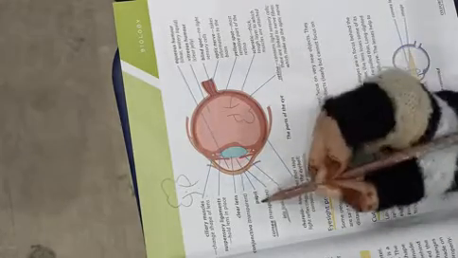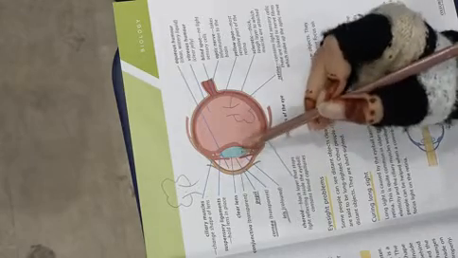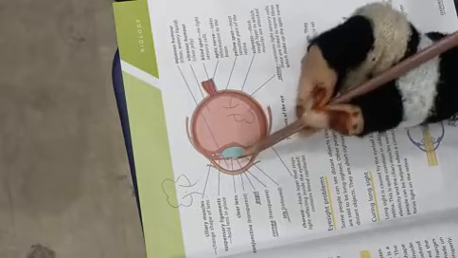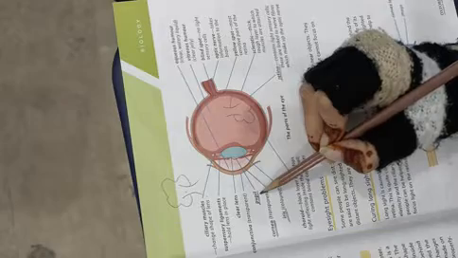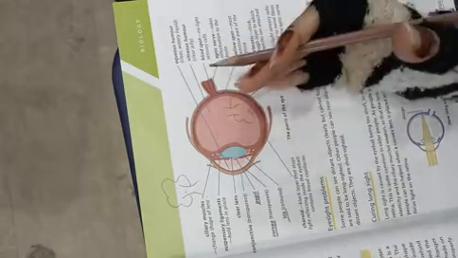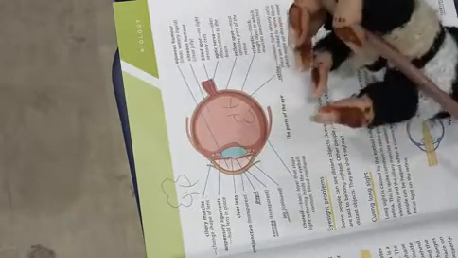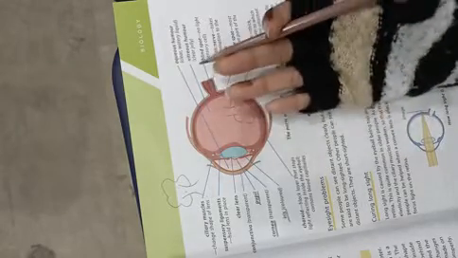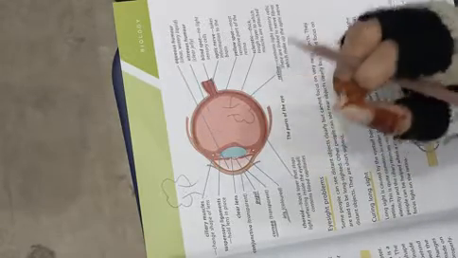The next one is the pupil. Pupil is in the center of the iris. As you can see here, in the center of the iris is a round hole that is called the pupil. Basically what happens when you look at a bright light is that the iris muscles work to make the pupil smaller. This cuts down the amount of light entering the eye, so it protects the sensitive cells of the retina.